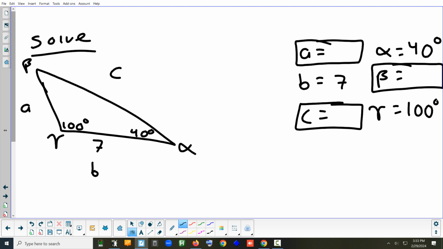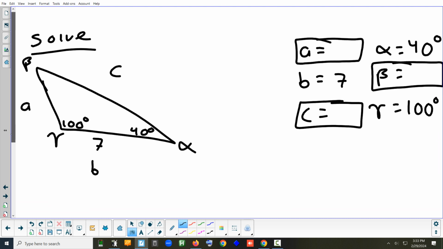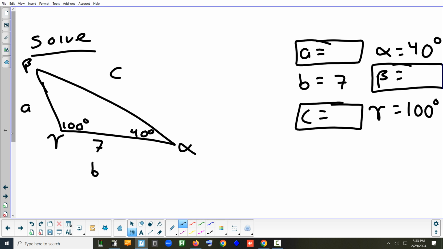So what could we find first that we really don't need law of sines at all for? Beta. What's beta going to come out to? 40, because they all have to add up to 180. Now, it's going to be a special case, because what kind of triangle is this now? Isosceles, which means the A and B will equal each other. So really, we can answer that right now. That usually doesn't happen, but because it's isosceles, we got two sides that are the same. We still have to find C, though.